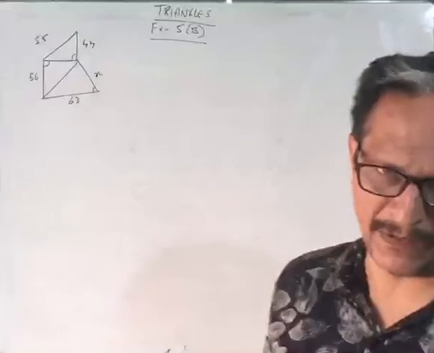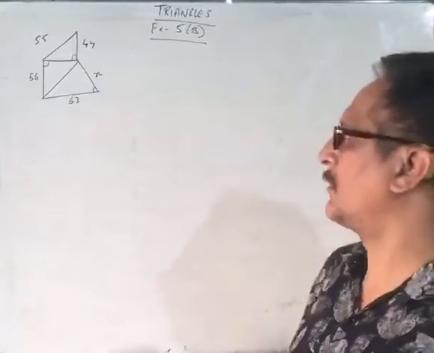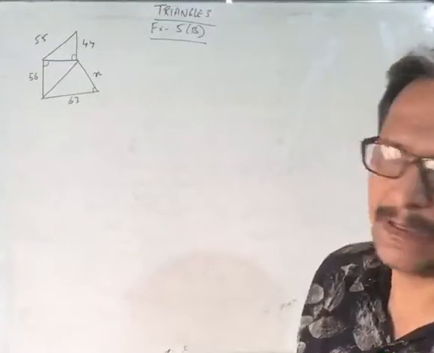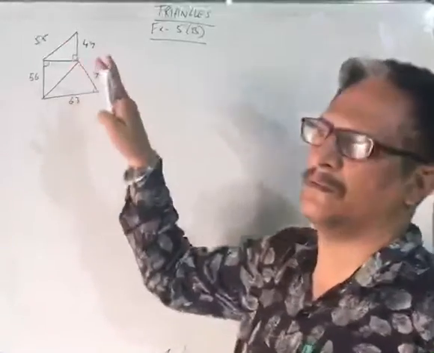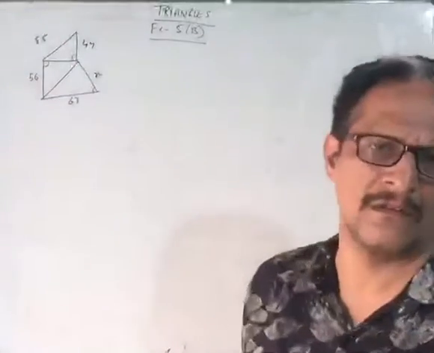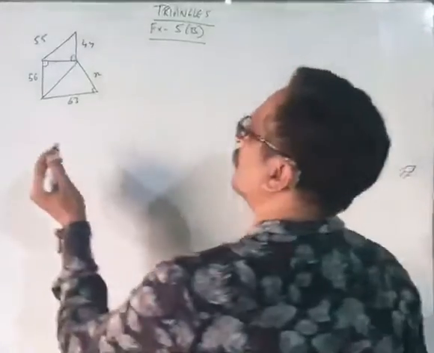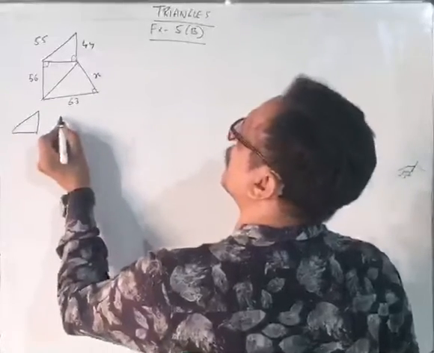This is on Pythagoras theorem. So here in this question, you have to find the value of x. First of all, what will you have to do? According to this figure, there are three right triangles. So I will divide it into three parts.